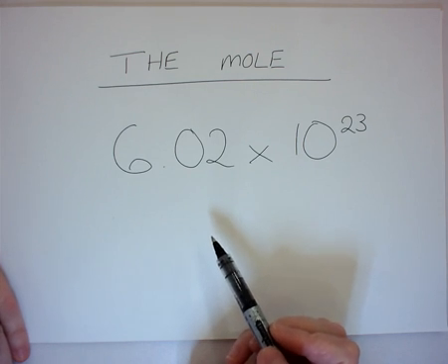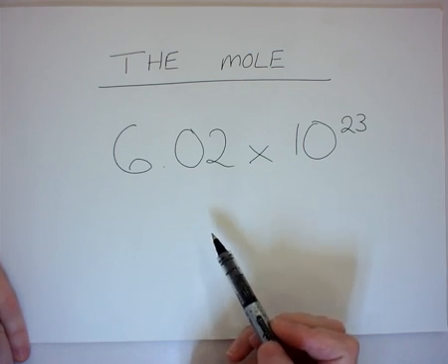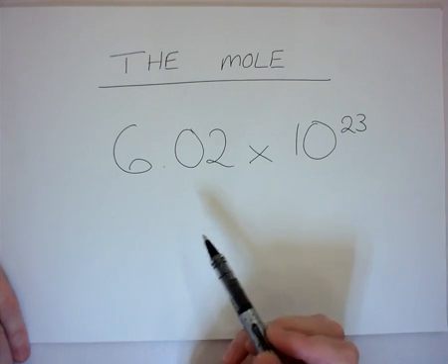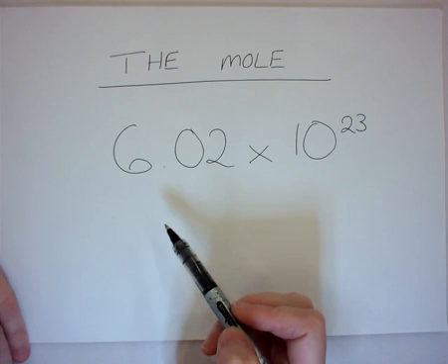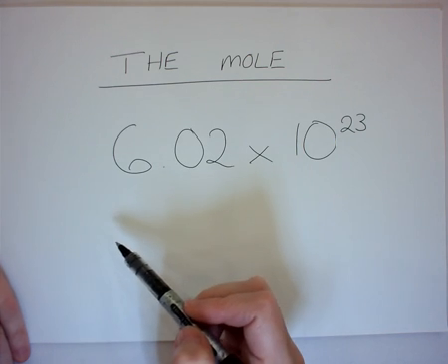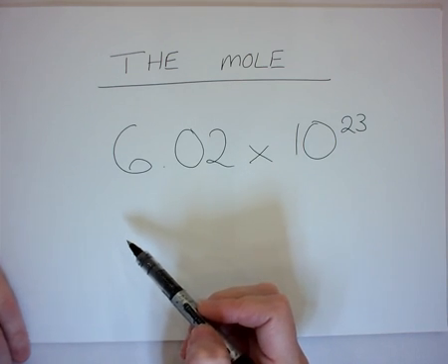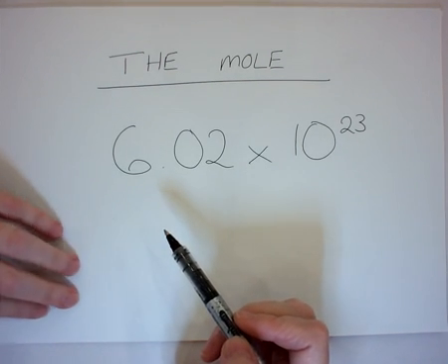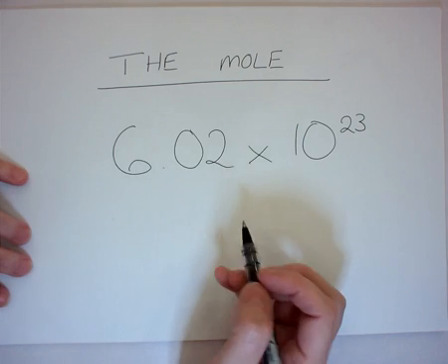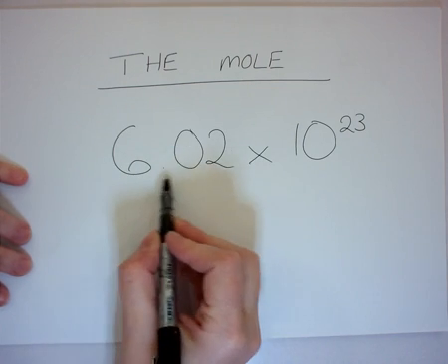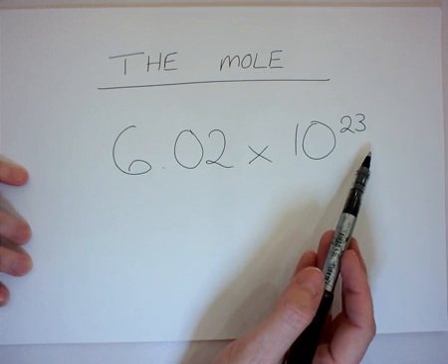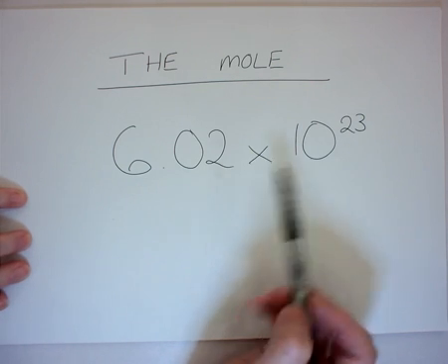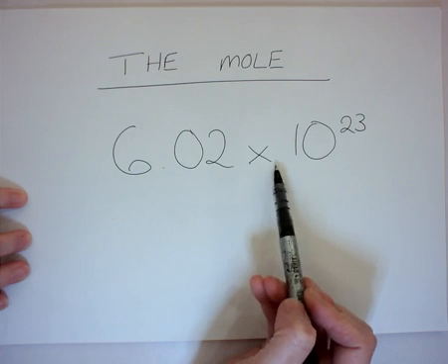And obviously we need to be working in huge numbers because when we're talking about the number of atoms or molecules, we're talking about large numbers. This allows us to use smaller numbers in our calculations. So in chemistry we count in moles. If you have 1 mole of hydrogen, you have 6.02 times 10 to the 23 hydrogen atoms. If you have a mole of oxygen atoms, you have 6.02 times 10 to the 23 of them.